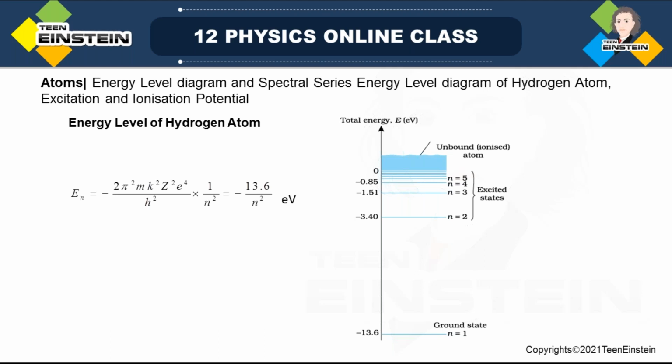So let us start with this energy level of hydrogen atom. In the previous day we have calculated the radius of various orbits.